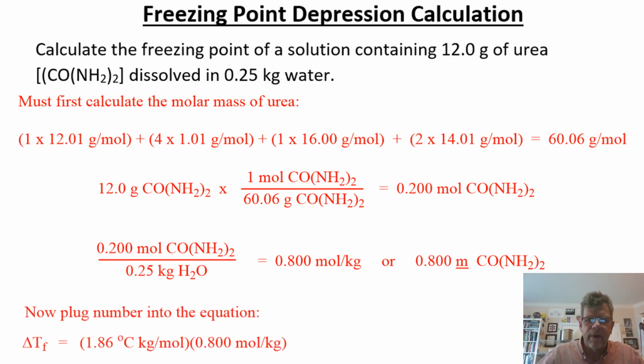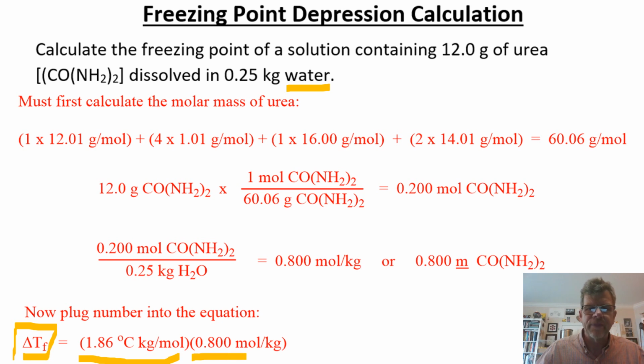Now we plug the number into the equation from the previous page. This is what we're looking for. This is our delta T sub F right there. That is our freezing point depression. It is multiplied first by the freezing point constant, it is indeed water, so you'd be provided a listing for something like that. So we have our freezing point constant times the molality, and there it is, times the 0.800.